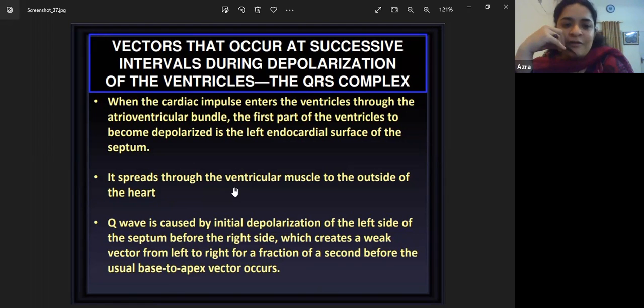This creates a weak vector. As depolarization occurs first on the left side, then the right side, it creates a weak vector from left to right for a fraction of a second, before the usual base to apex vector occurs. Understand?